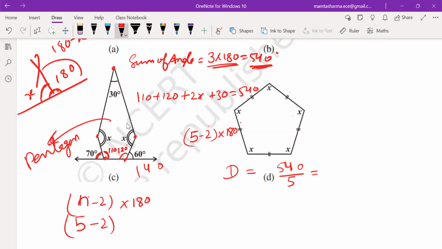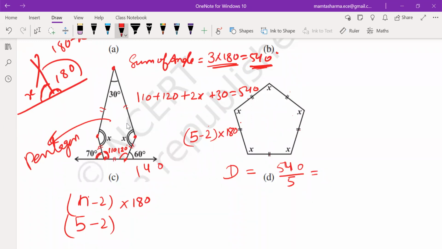Nityashri? Yes, ma'am. Understood? Yes, ma'am. Okay, so how did I get this 540? Ma'am, according to the property, there are 5 sides: 1, 2, 3, 4, 5. Then you use the formula 5 minus 2, which is 3. 3 into 180 is 540.